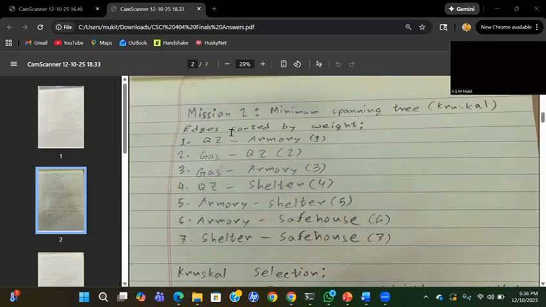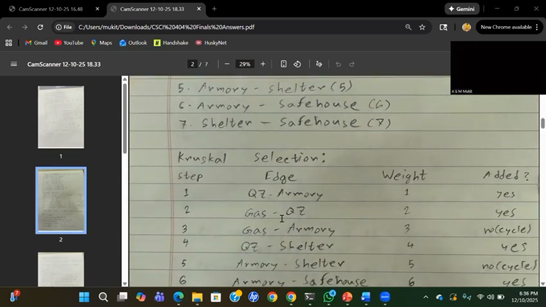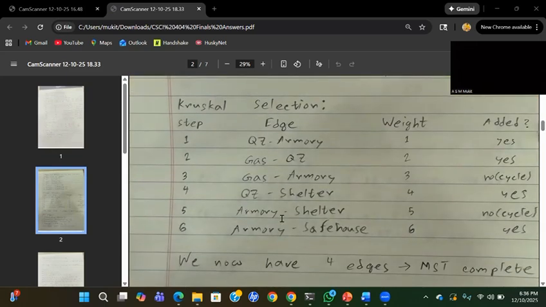Mission two, minimum spanning tree. I sorted the edges by weight. The order was QZ to armory, gas station to QZ, gas station to armory, quarantine zone to shelter, armory to safe house, shelter to safe house. I added the edges as long as they didn't form a cycle.